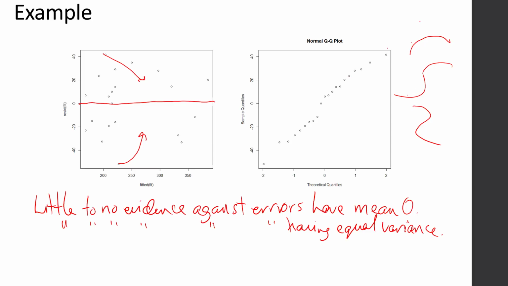If I squint my eyes and make it kind of blurry, I don't see any glaring shape standing out to me. It's basically linear. So I'm going to say again, little to no evidence against errors having a normal distribution.